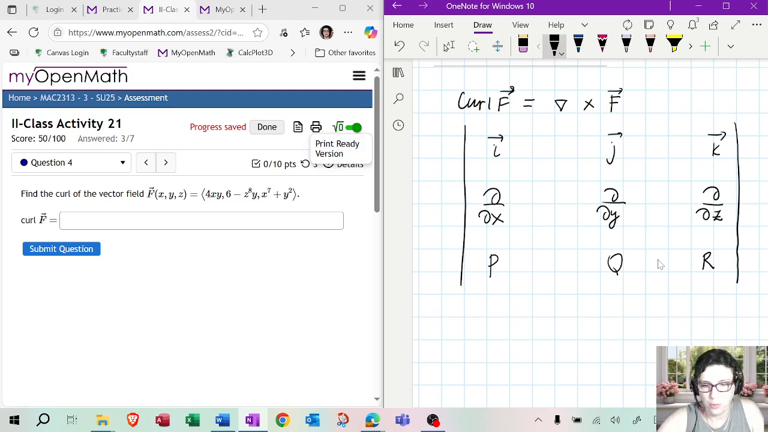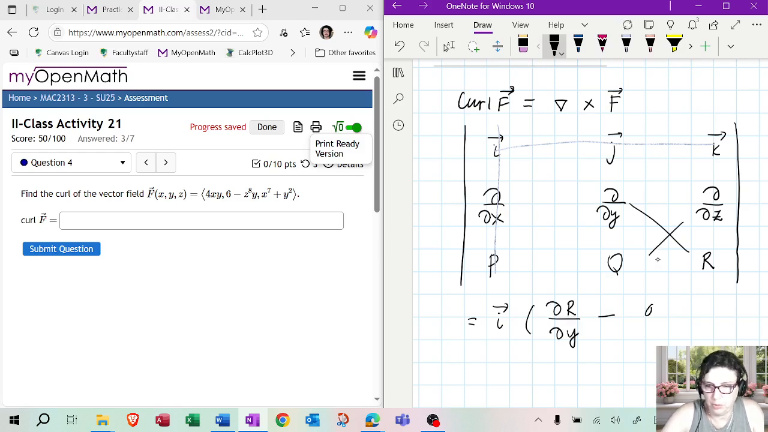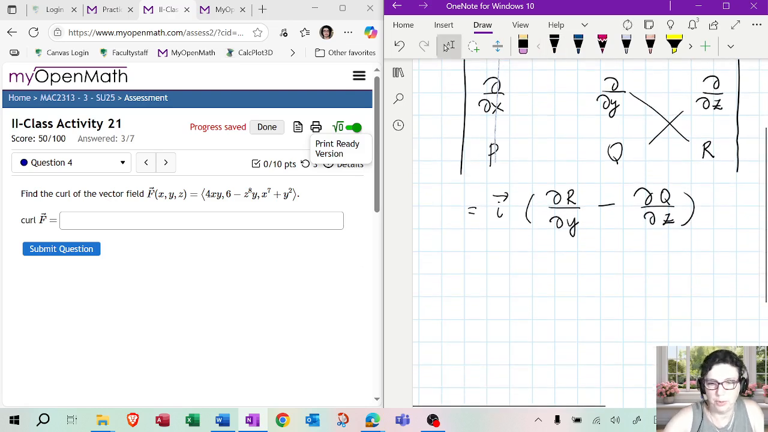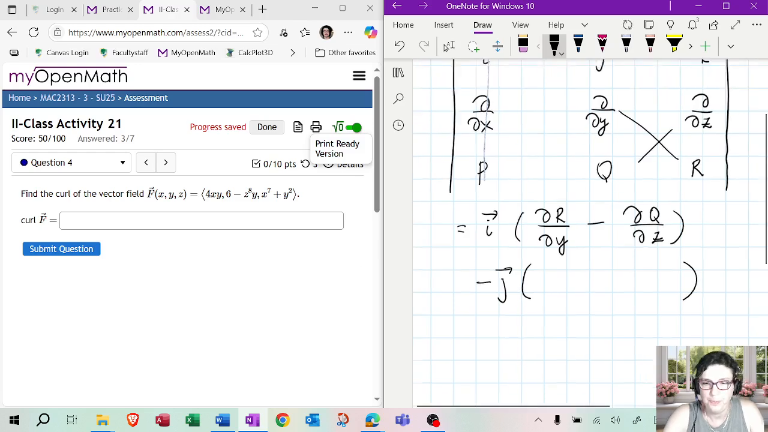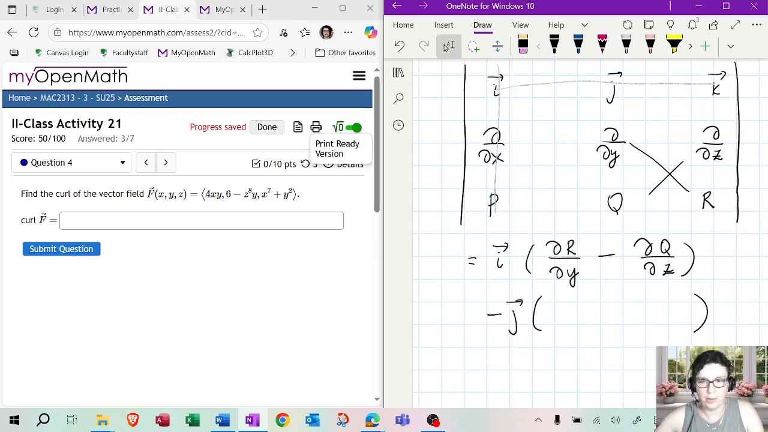So how do you do it? Well, what you do is you take the ith component, right? You're going to cross it out, right? This. And then you're going to take this and multiply. Well, what does it mean multiply? How can I multiply? You're not really multiplying. You are applying the derivative with respect to y to r. So this is going to be partial of r with respect to y minus the other one. So this would be a partial of q with respect to z. Okay, so that's going to be your ith component. Minus, remember that the jth component has to come with a minus. Okay, so just remember that ith plus, j minus, k plus.